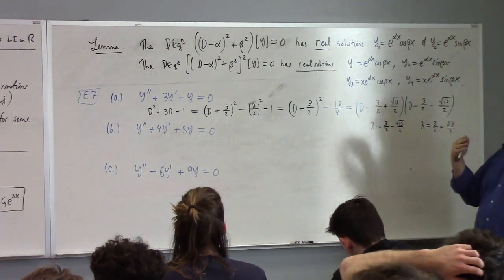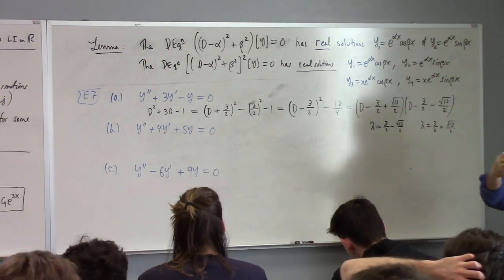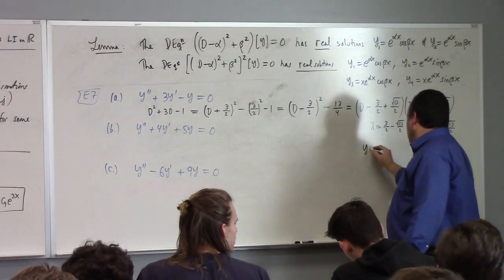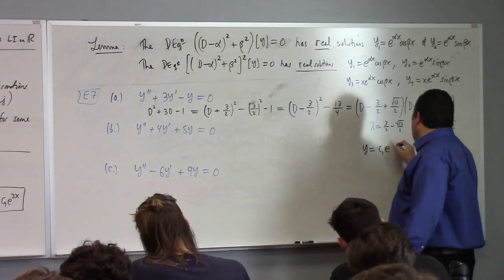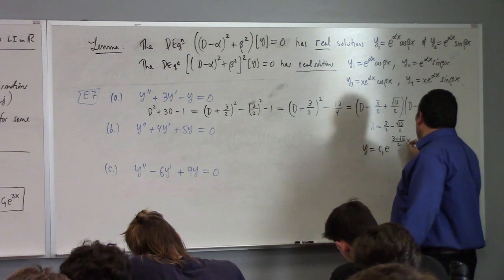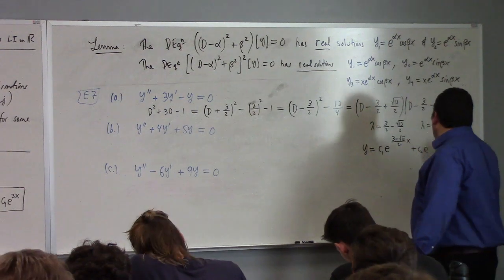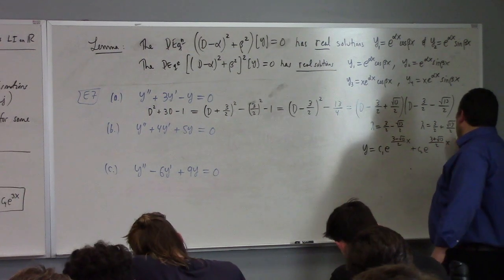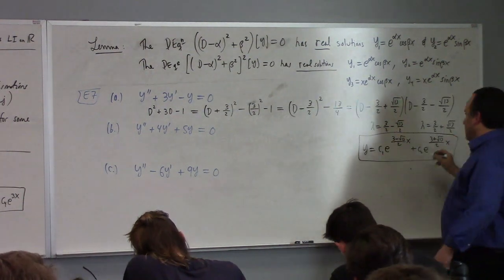Remember, we have to compare to the pattern d minus lambda, right? So for part A, the solution is y equals c1 e to the (3 minus the square root of 13) over 2 times x, plus c2 e to the (3 plus the square root of 13) over 2 times x. There you go. That's the solution for part A.